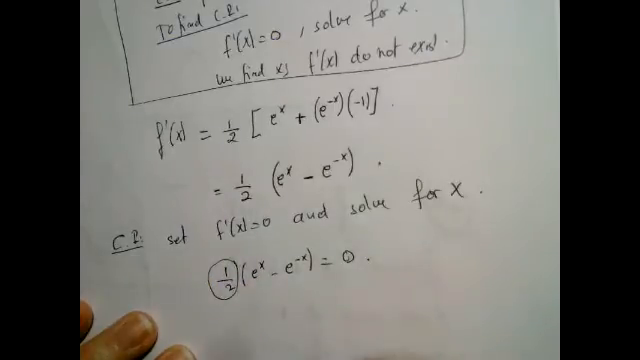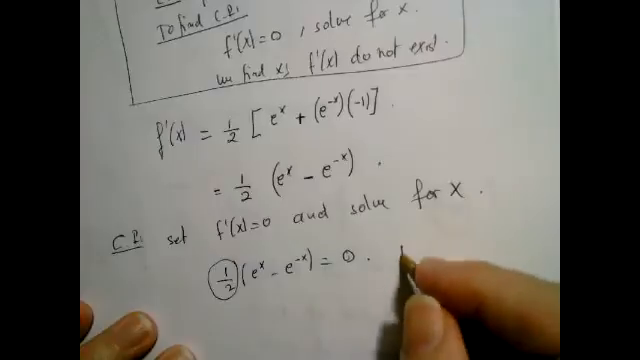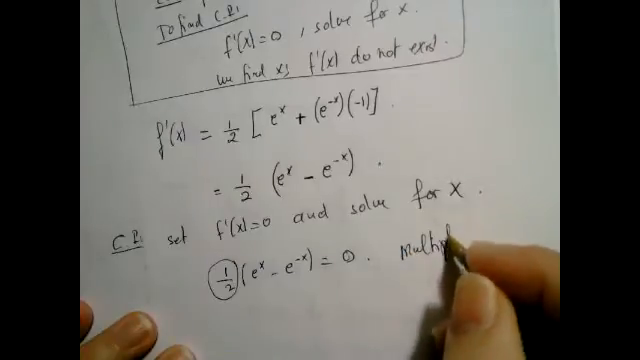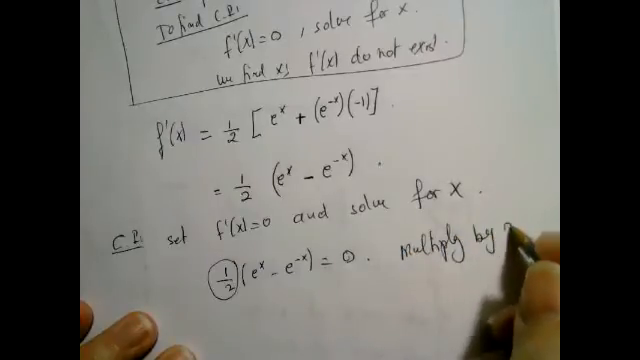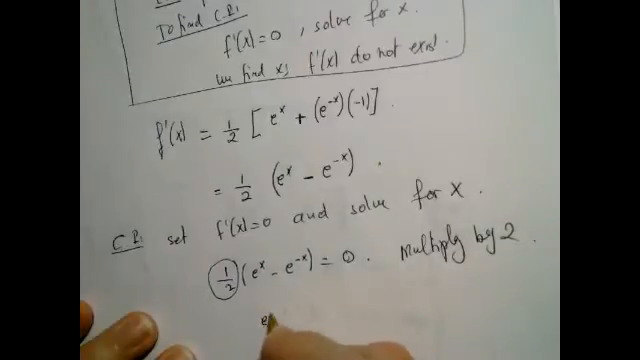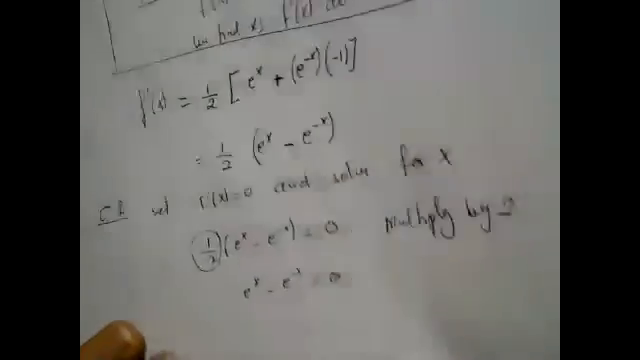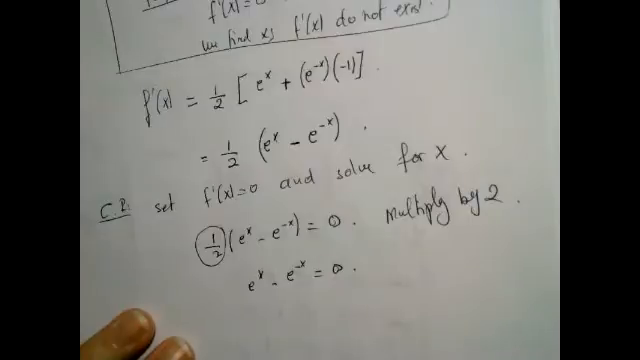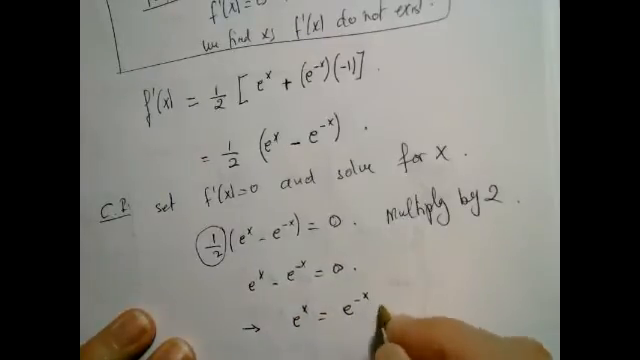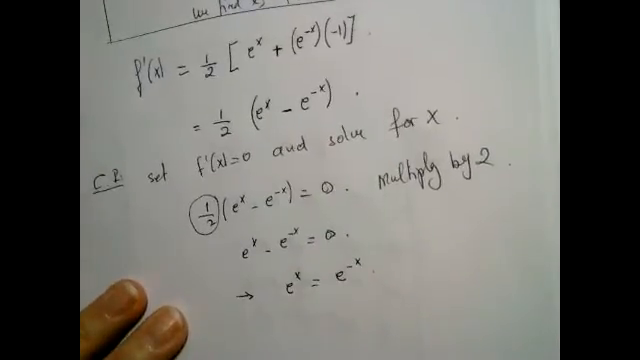First, the 1/2: we can multiply by 2 across the board just to get rid of the half. Then this will give me e^x minus e^(-x) equal to 0. All right, so that's going to give me e^x equal to e^(-x). Am I right so far?